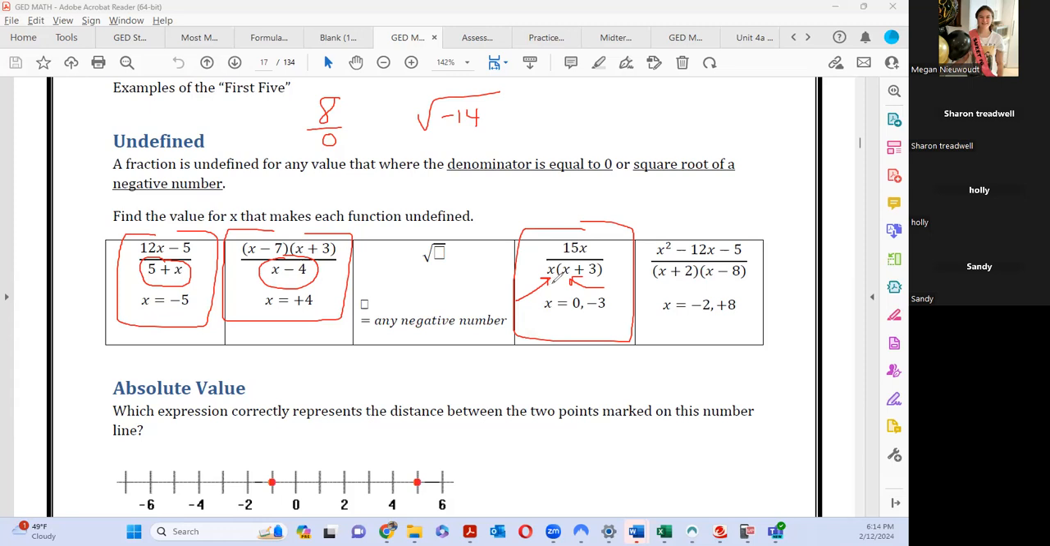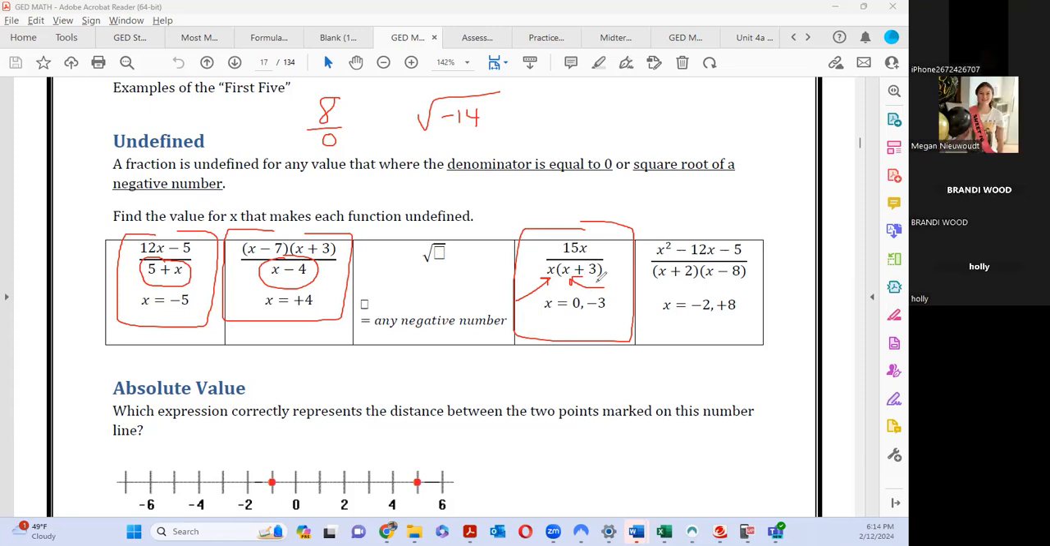But the second instance of x is in these parentheses. Again, how would that evaluate to be 0? The opposite of +3 is -3. So in this case, there would be two values of x that would make this undefined.